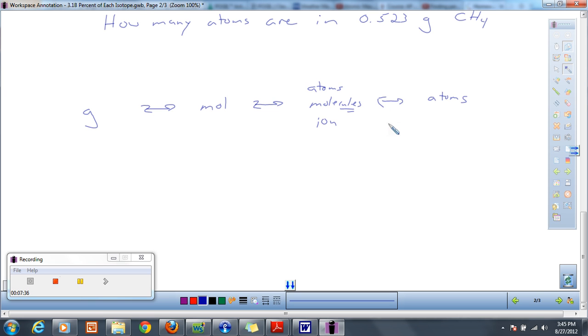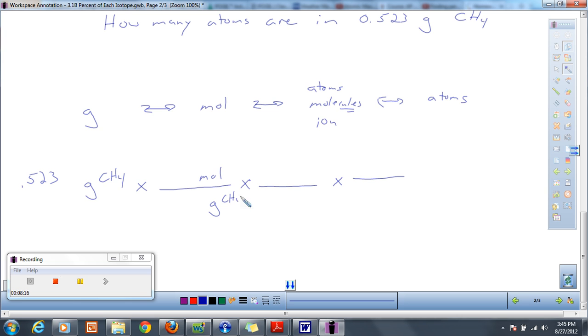Okay, so we need to go from grams of methane. We have 0.523 grams of methane, and we want to go into moles of methane, then molecules of methane, then atoms of methane. And the reason that we want to go into molecules of methane and not atoms of methane immediately is that there are 6.02 times 10 to the 23 molecules of methane per mole of methane, not atoms. So let's see, grams of methane per mole of methane. How many grams of methane per mole of methane?